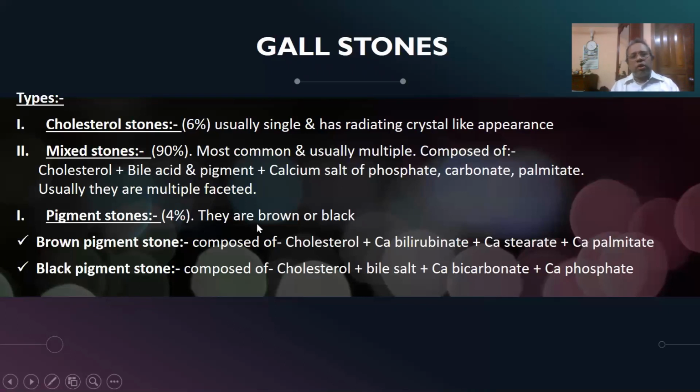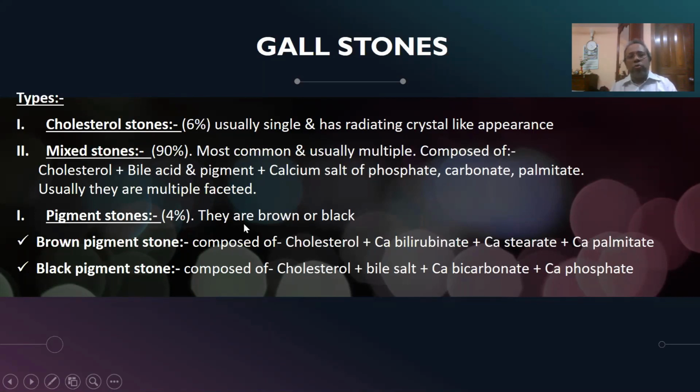So these stones, some are brown, some are black. The brown pigment stones are composed of cholesterol, calcium bilirubinate, calcium stearate, and calcium palmitate. And black pigment stones are composed of cholesterol, bile salt, calcium bicarbonate, calcium phosphate. So this is the composition which is diagnosed by biochemical analysis after removing the stones.